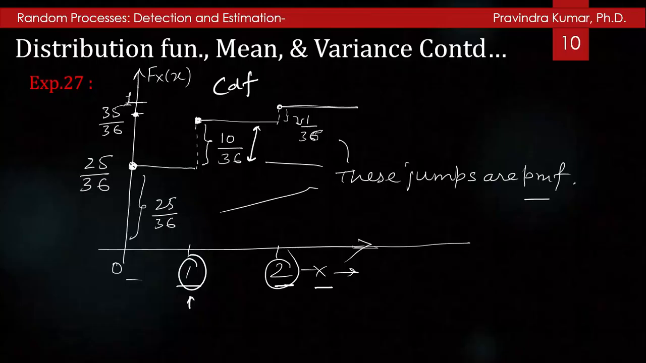These jumps indicate the probability at this random variable. The CDF at the random variable x is 35 by 36 on this side, and the probability at the random variable x indicates the jump, or you can say this is the PMF, 10 by 36. Most of the information about a random experiment is described by the random variable, which is determined by the behavior of the CDF.